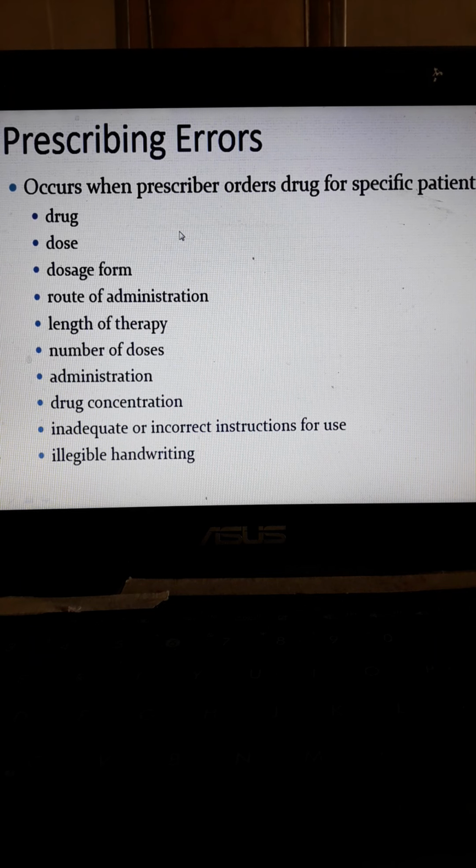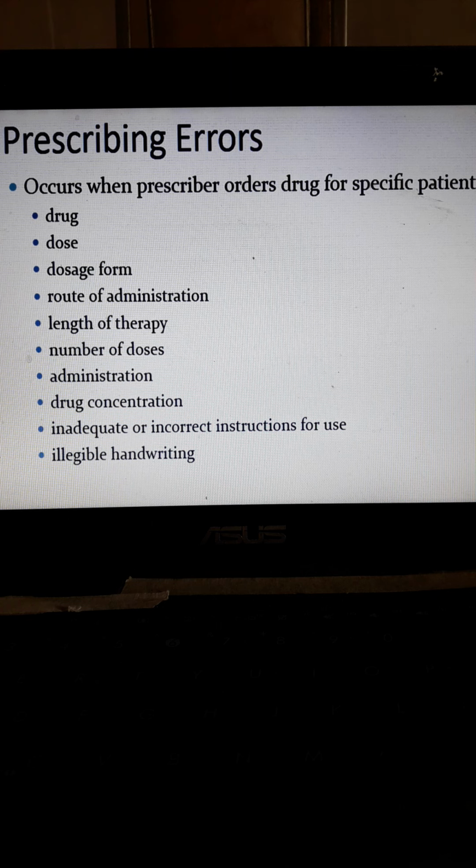So, prescribing errors usually occur when a prescriber, the physician, orders a drug for a specific patient. The drug itself, okay? It might be an error in the generic name, or the brand name does not coincide with the generic name, or the dose of the drug. So there is an error there. Example: cefuroxime 750 milligram might become cefuroxime 750 microgram. So there will be an error there.